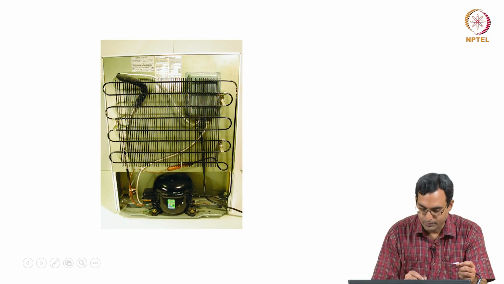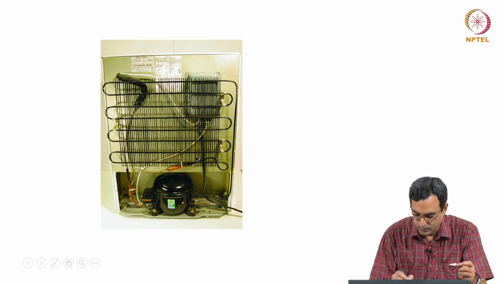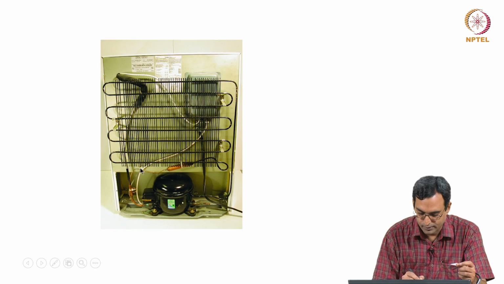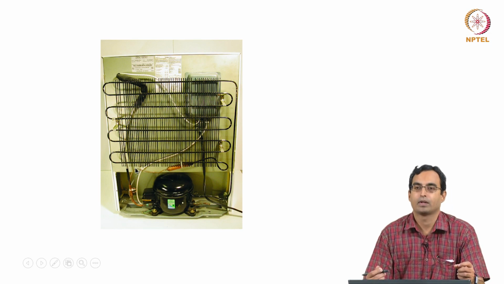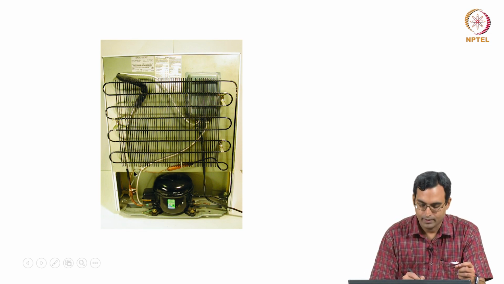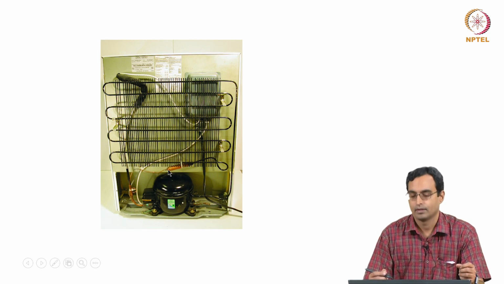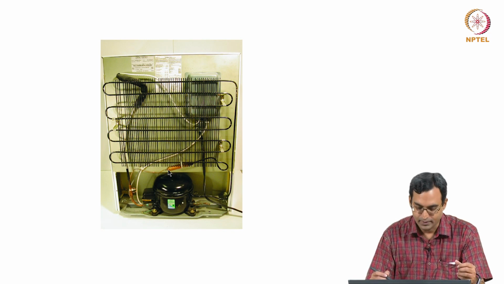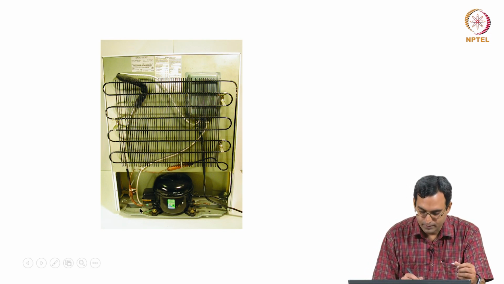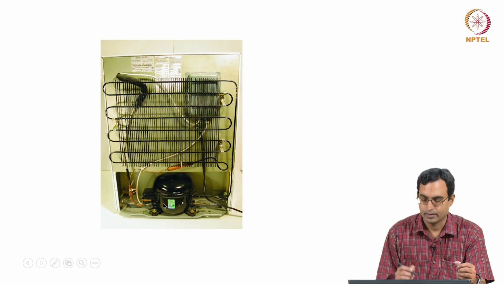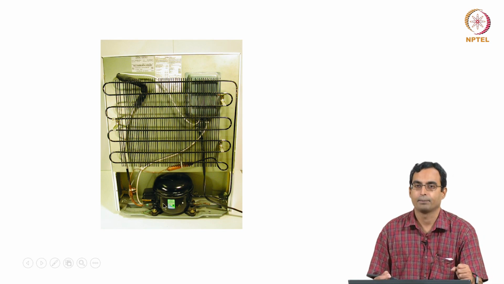The liquid from this condenser exits through a filter and goes into this capillary tube or an expansion valve, and from there it goes into the refrigerator where it cools the stuff which you want to cool inside the refrigerator, and then finally it comes back and goes into this compressor where it is once again compressed.